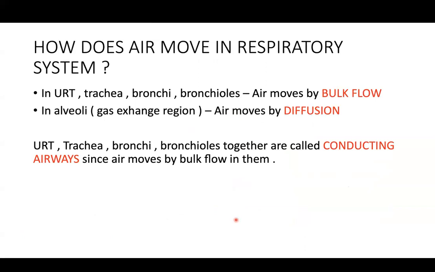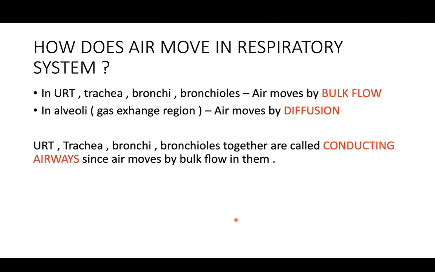One small thing before we move to the next part. How does air move in the respiratory system? In the upper respiratory tract, in the trachea, in the bronchi, and in the bronchioles, air moves by bulk flow. Bulk flow means the air just moves along with the air currents, like air moves outside the body, it moves inside the body the same way. But in the alveoli, which is the gas exchange region or the respiratory zone, air moves by diffusion. Air does not move by bulk flow. Please remember this. Air moves by diffusion.